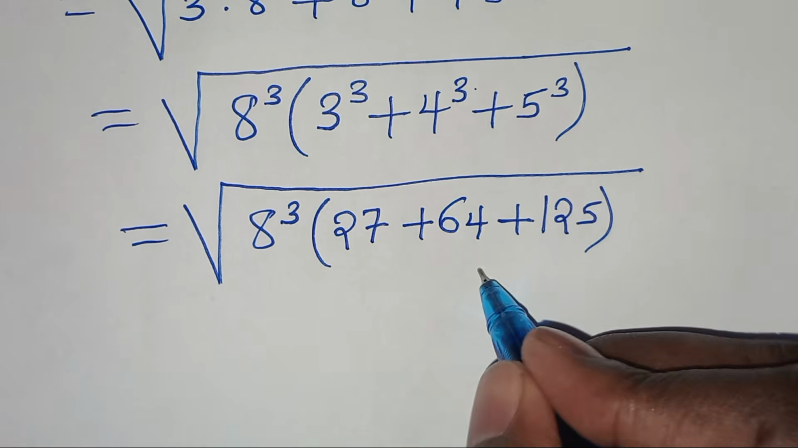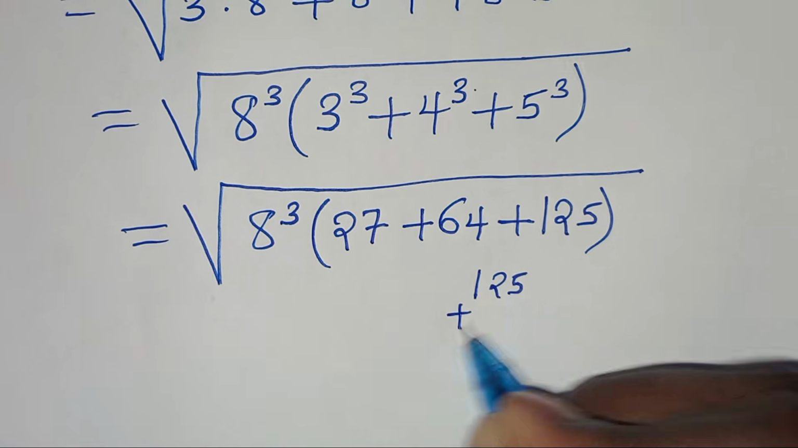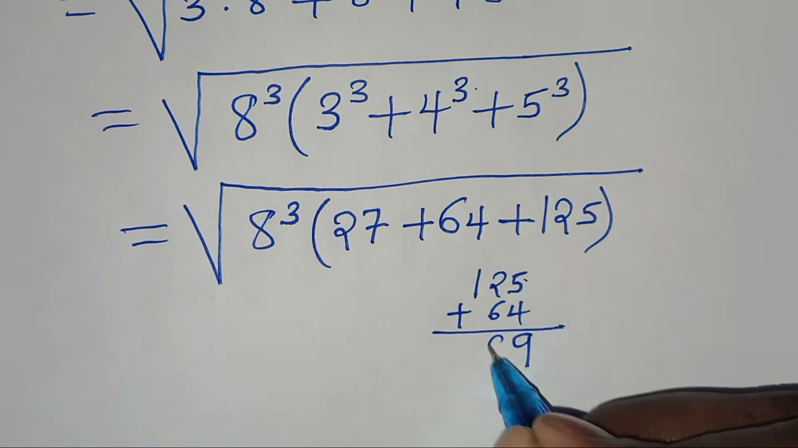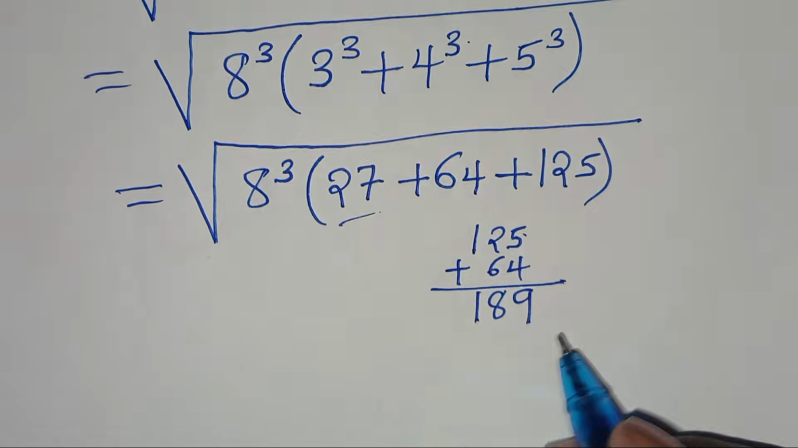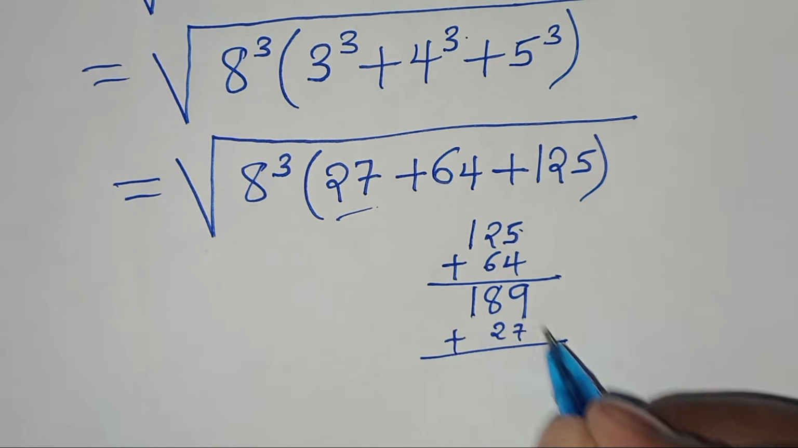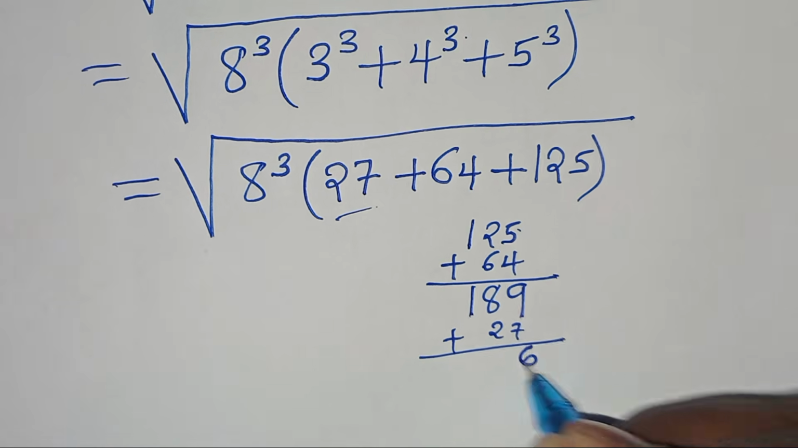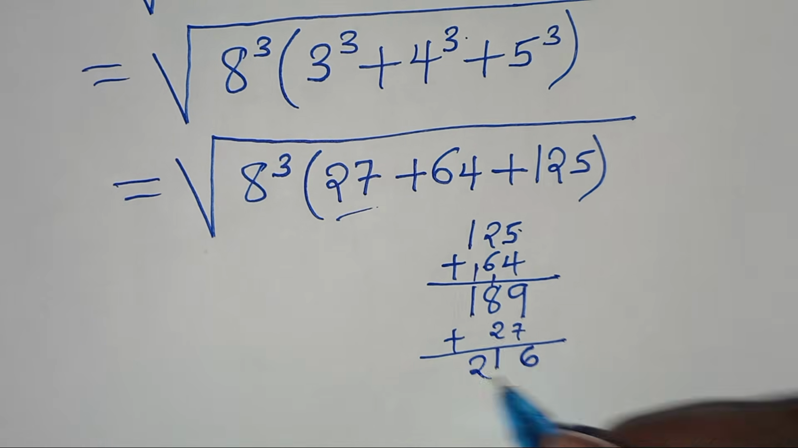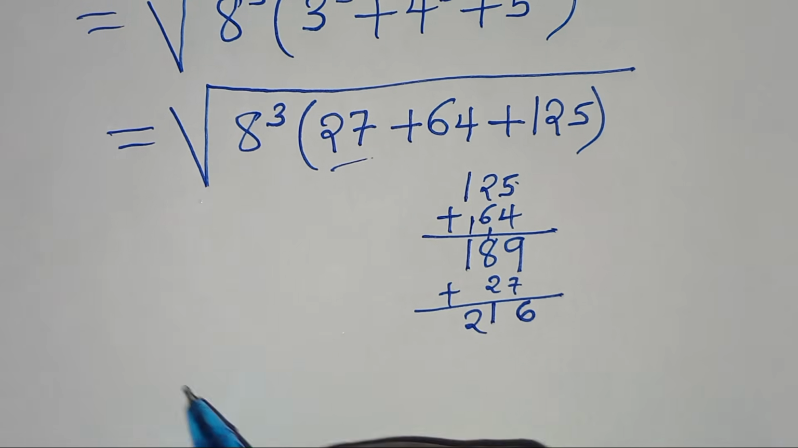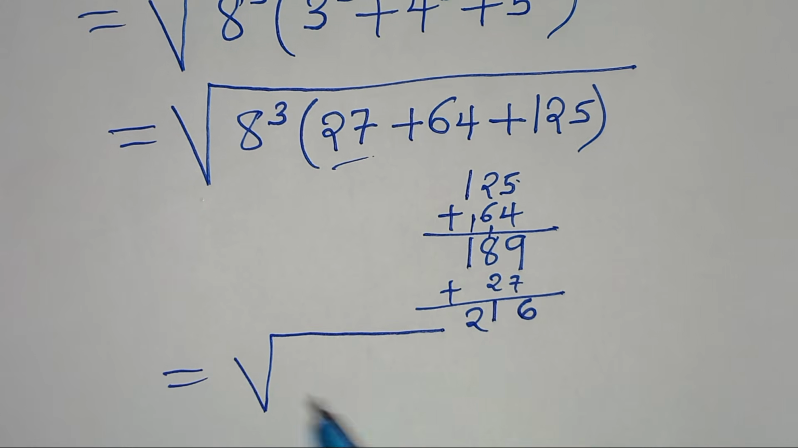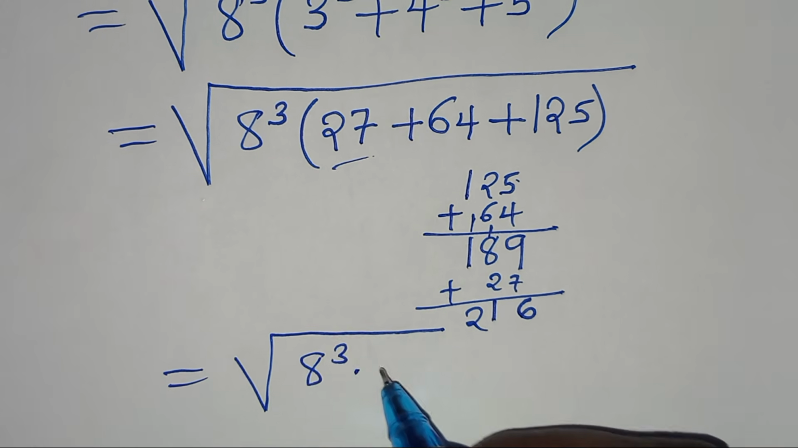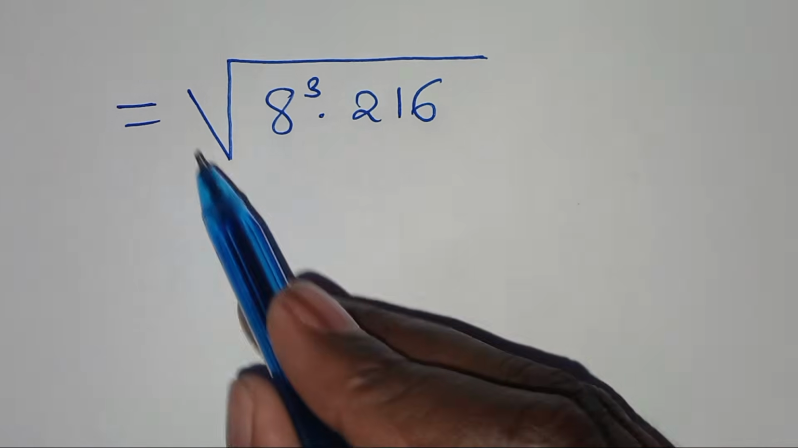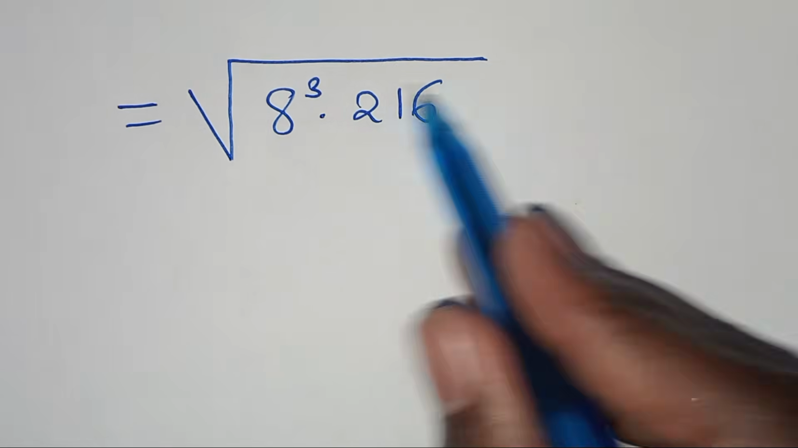So we have 125 plus 64, this is 9, 6 plus 2, this is 8, 1, then plus 27. So let's add 27 here. So this is 9 plus 7, this is equal to 16, carry 1. 8 plus 2 is 10 plus 1, this is 11, carry 1 here. So we have 216. So we have the square root of 8 to the power of 3 times 216.